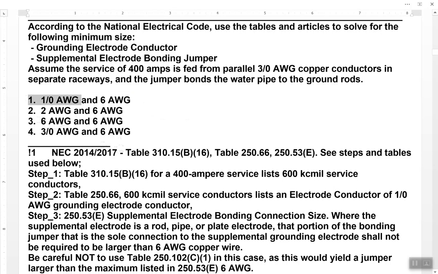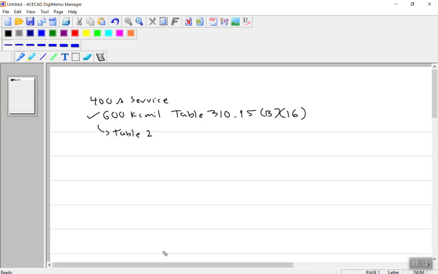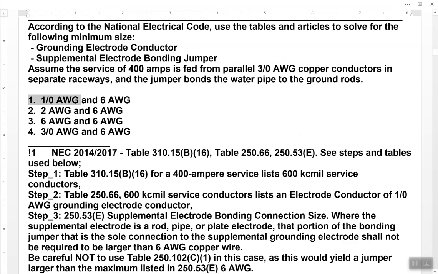We know that. Okay, so let's go ahead and put that in our notes, right? Is table 250.66, right? And we found a 1/0 AWG, right? That was for the electrode conductor, and that's one answer, right? That's just one answer, right? Now the question is the bonding jumper, right? The bonding jumper. Now there is actually an article reference for this, okay?